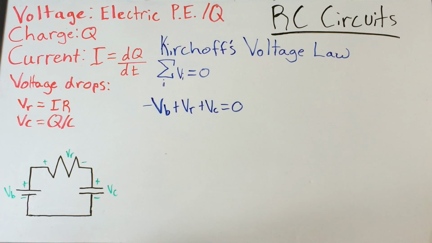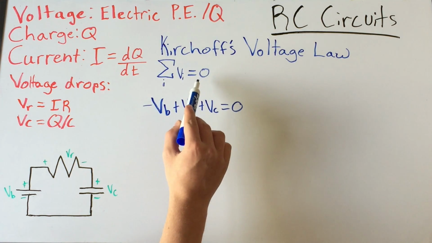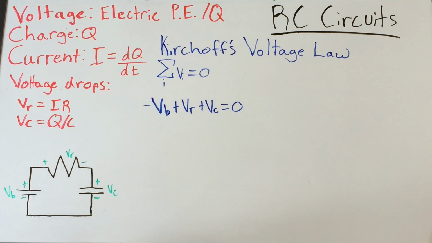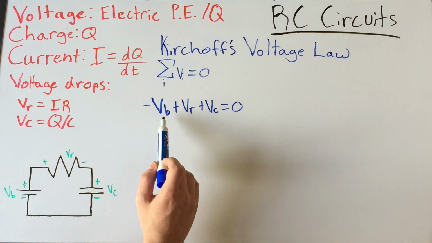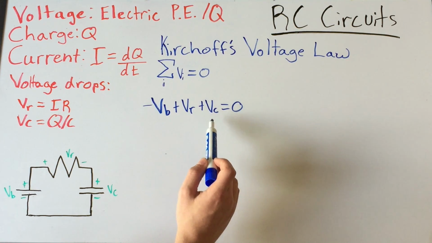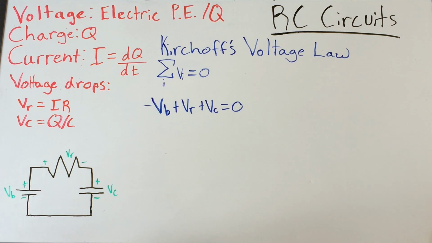Now we will look at the equations that describe the circuit. I will start with Kirchhoff's voltage law, which states that the total voltage drop across a circuit must sum to zero. This is true due to the conservation of energy. The voltage change of the battery has an opposite sign than the voltage change of the resistor and capacitor because it's a voltage gain, not a voltage drop.